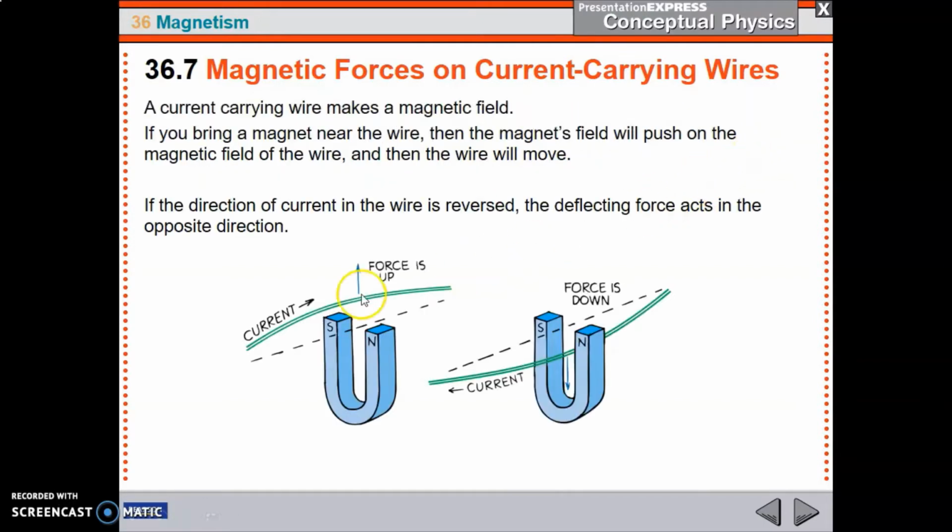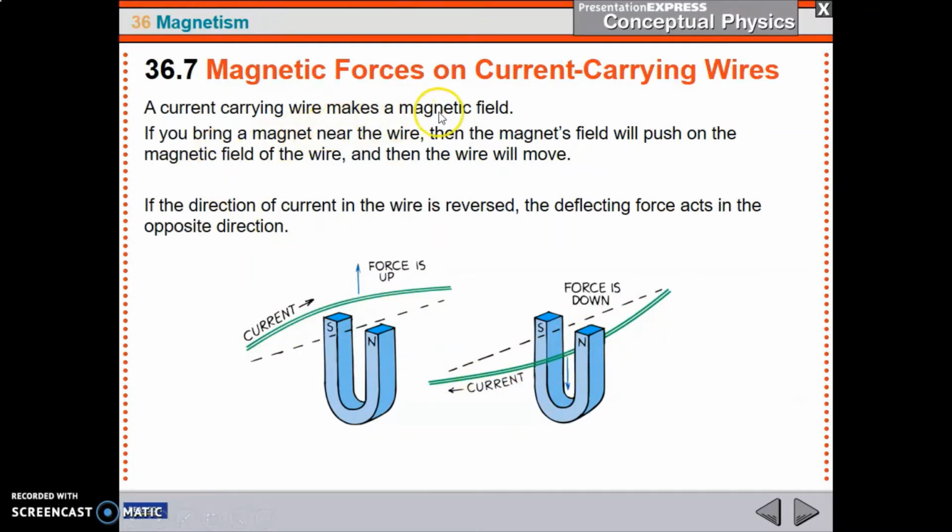So if we have a wire right there with a current going through it, going this way, and we bring this magnet up to it, this wire is going to move up. It's going to be pushed away from this magnetic field going from north to south. And then if we switch the direction of the current, it will go the other way. It will get pulled down.